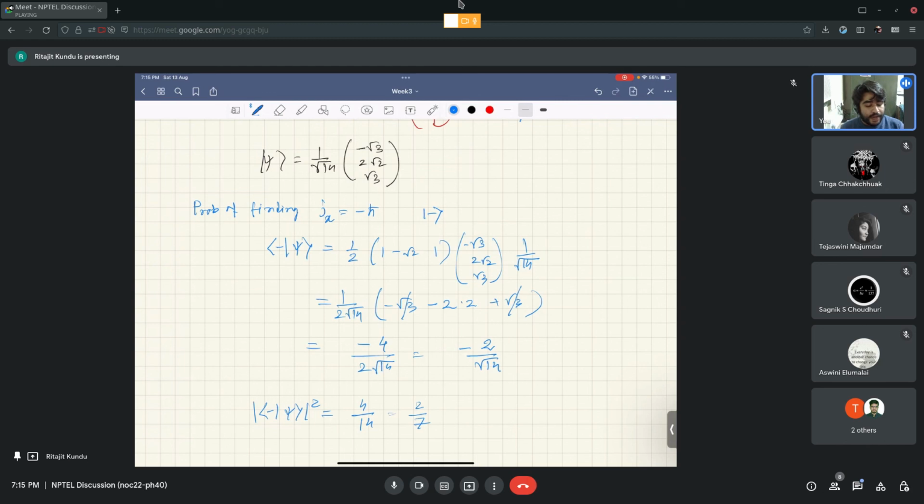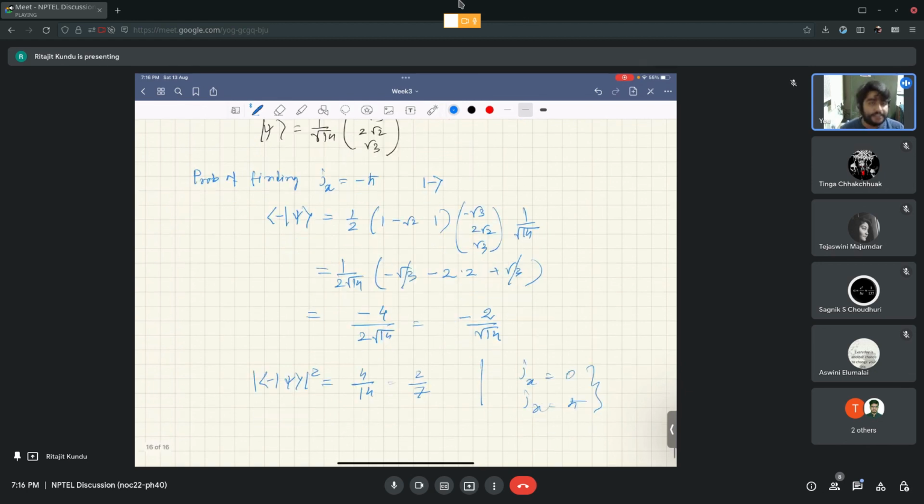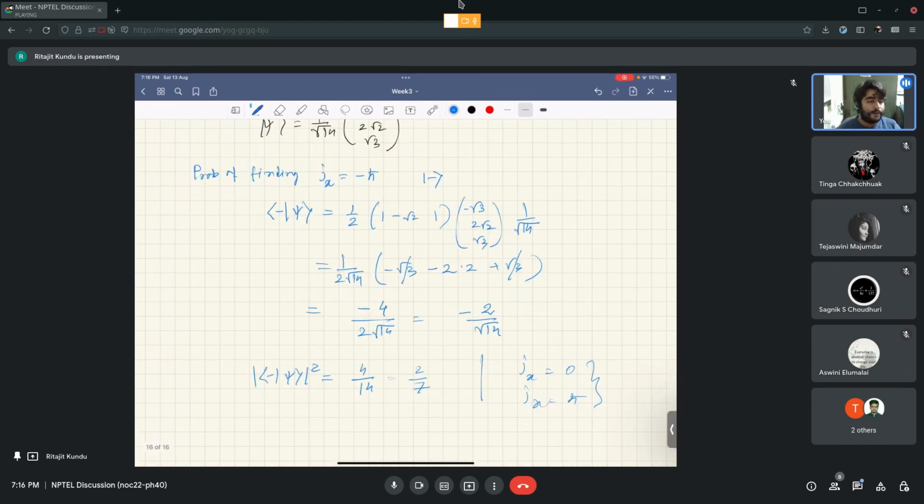You can do the same when Jx is 0 or Jx is equal to h bar. You first calculate the overlap, and then you take the mod square. The mod square will give you the probability of finding the particle in that particular state. So you can calculate for these too. I'll leave this for you. So this was basically it. Any questions up to this point?